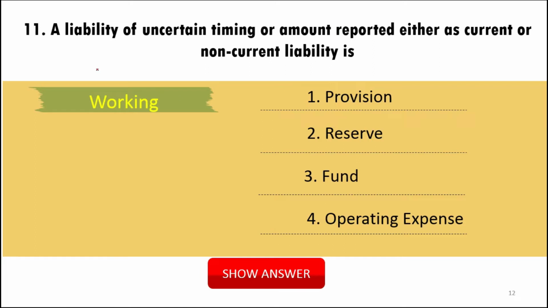Next question, question number 11. A liability of uncertain timing or amount, reported either as current or non-current liability. It is what? It is provision, it is reserve, it is fund or operating expenses. No, it is not reserve, it is not fund, it is not operating expenses. It is what? It is provision.